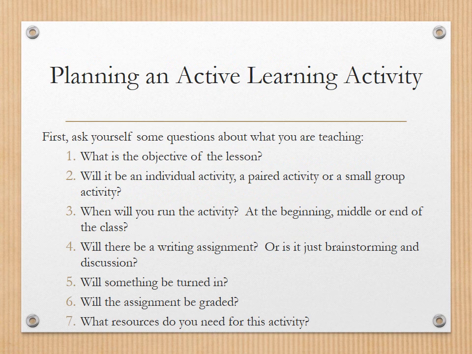So let's talk about how we plan an active learning activity. So first, ask yourself some questions. What is the objective of this lesson? What is the course learning outcome that is connected to this lesson? Will it be an individual activity, a paired activity, or a small group activity? When will you run the activity? At the beginning, middle, or end of the class? Will there be a writing assignment or just brainstorming and discussion? Will something be turned in, and will it be graded?